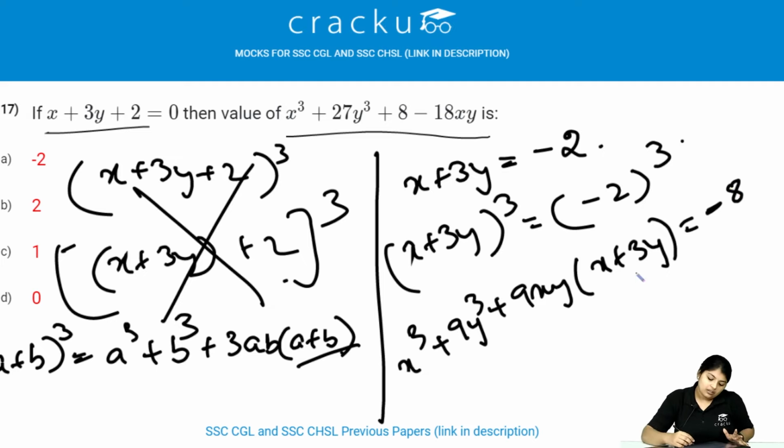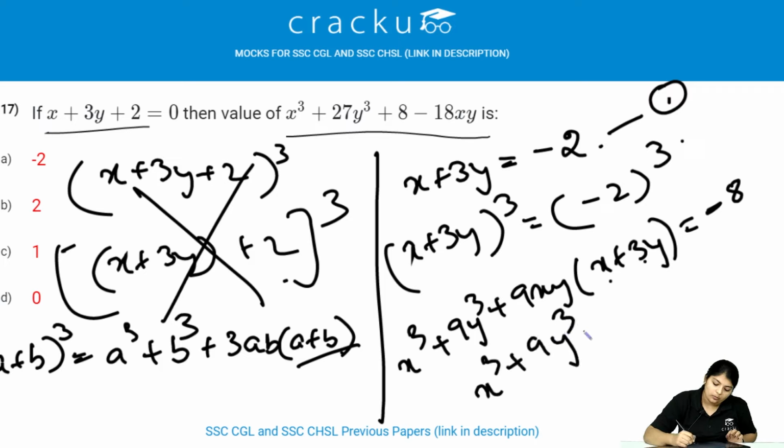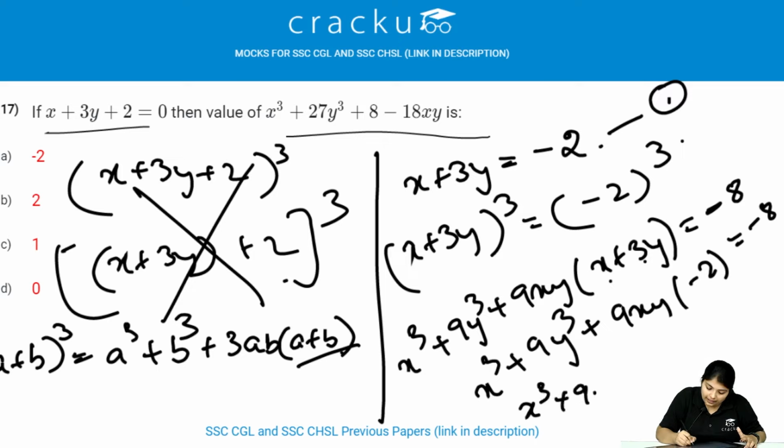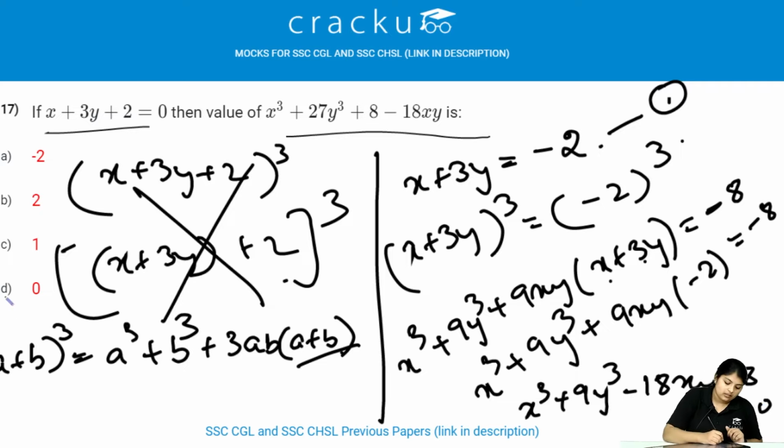Okay. So now what we are doing is x plus 3y is already we have written here as minus 2. So x cube plus 27y cube plus 9xy into minus 2 is equals to minus 8. Solving this now, it is x cube plus 27y cube minus 18xy plus 8. This is what he asked. So the right hand side will be 0. So the answer is option D, 0.